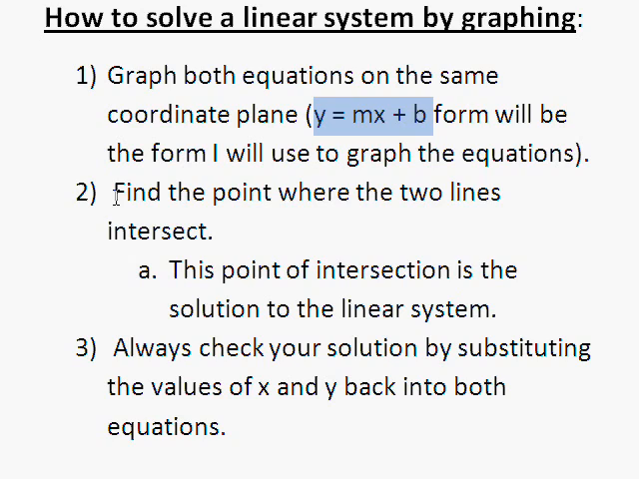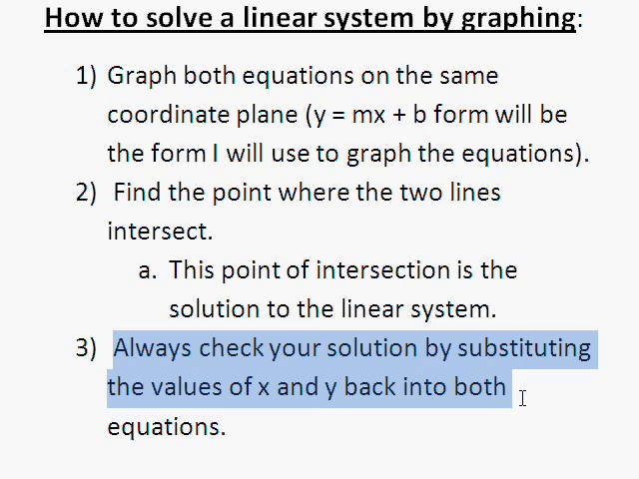The point of intersection is the solution. You're going to get an x comma y value. That's going to be your solution to the linear system. It's an expectation that you will always check your solution by substituting the values of x and y that you found from your ordered pair of the intersection back into both equations.